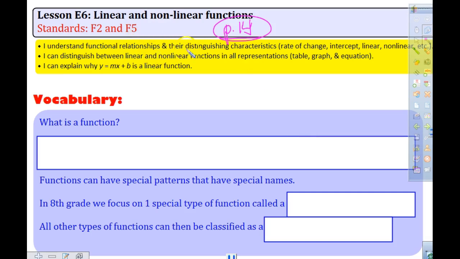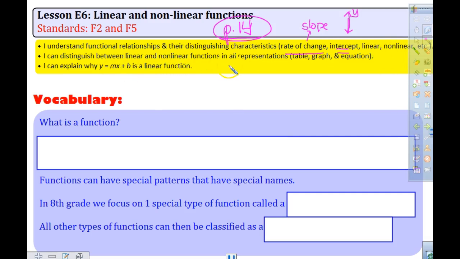So understanding a relationship and distinguishing between rate of change is the same as what other word did we use for rate of change? That's the same as our what in the last unit? Anyone remember? Slope, right? Our intercepts, we talked about the y-intercept, always on that y line. So we talked about y-intercepts. We're going to talk about linear and nonlinear. Linear just means it makes a straight line. Nonlinear, it's not a straight line.